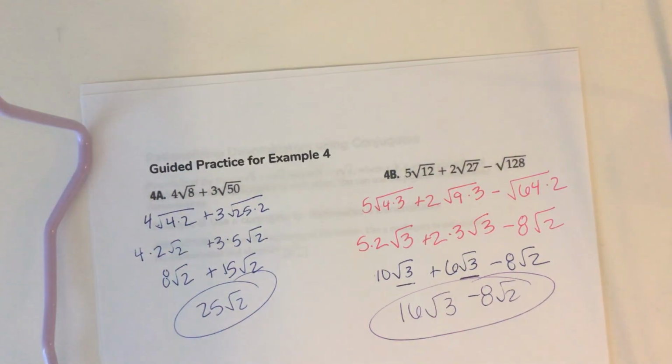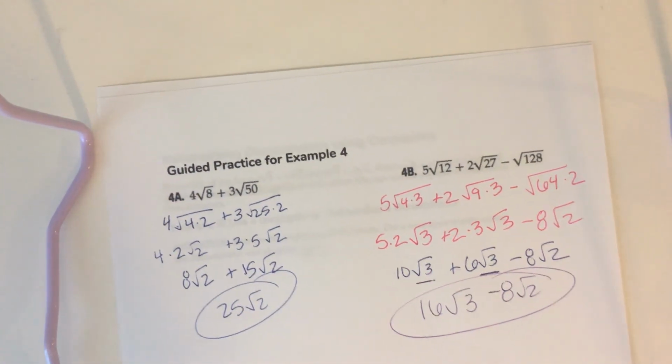Doesn't get much harder than that. It's usually the gist of it. You just have to break them down first to see if there's any like terms. And then once you get it down to the basic simplified square roots, treat it like it's a variable and add from there. A few more things to go over in this section, then we'll wrap it up.